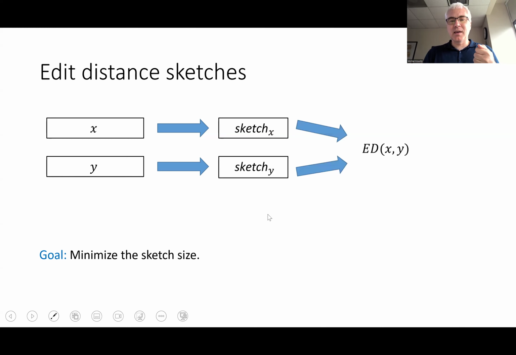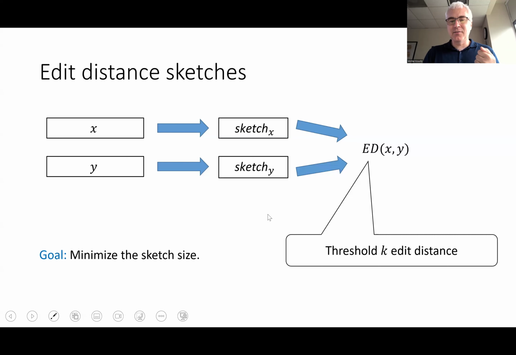But from the sketches, I should be able to compute the edit distance of x and y. And in this setup, I don't want an arbitrary edit distance, but this case of threshold k edit distance. So if it's below the threshold, I want the exact edit distance between the two strings, and if it's above the threshold, then I just want to know that it's large. What's the measure of success in this case? Basically, you want to minimize the sketch size, so the sketch size should be as small as possible. And when you are computing the sketch, you actually know the parameter k, so your sketch might depend on the parameter k, and it may not work for other thresholds.